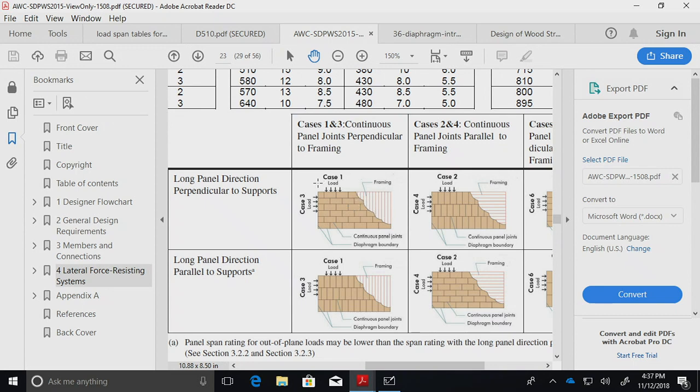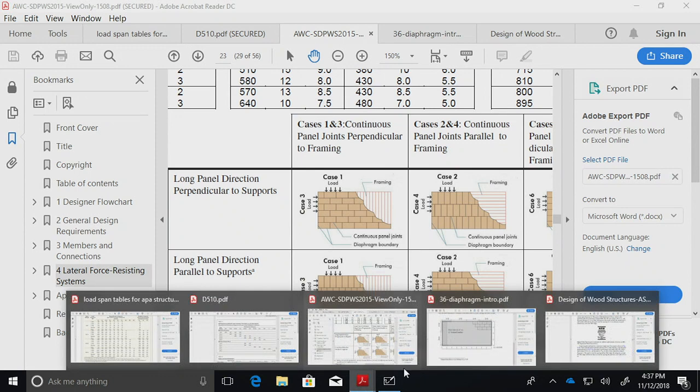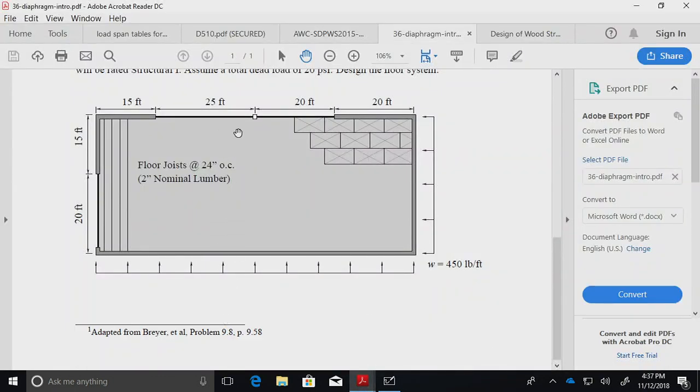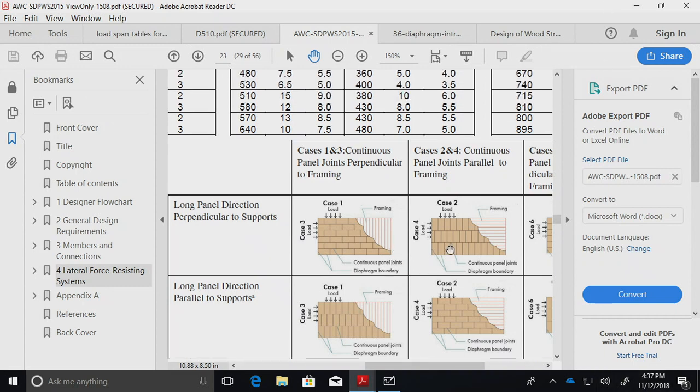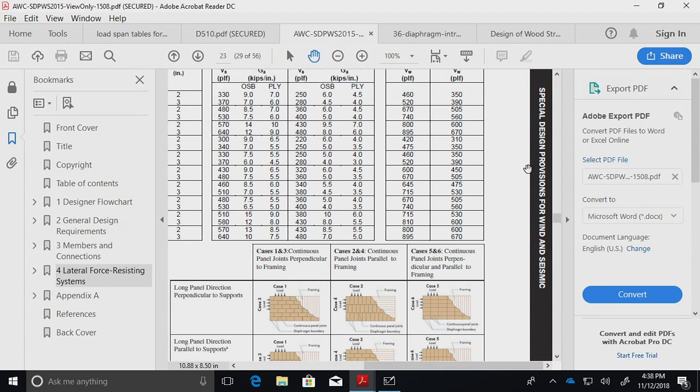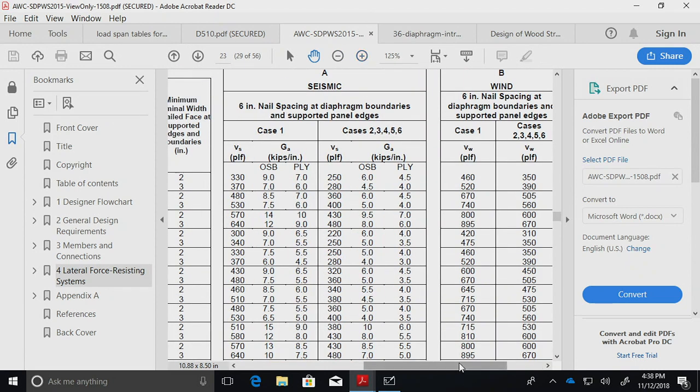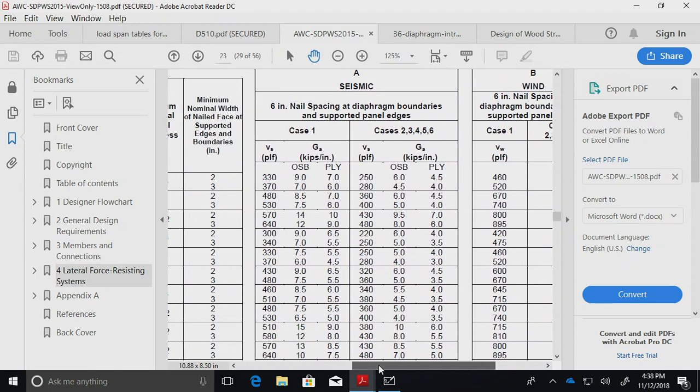Under the transverse wind loading of our case, wind is blowing in the direction parallel to the joist, and the continuous joint is perpendicular to the joist. So when wind is blowing this way, we are in case one. Once we determine the load case, we are able to find the allowable unit shear.